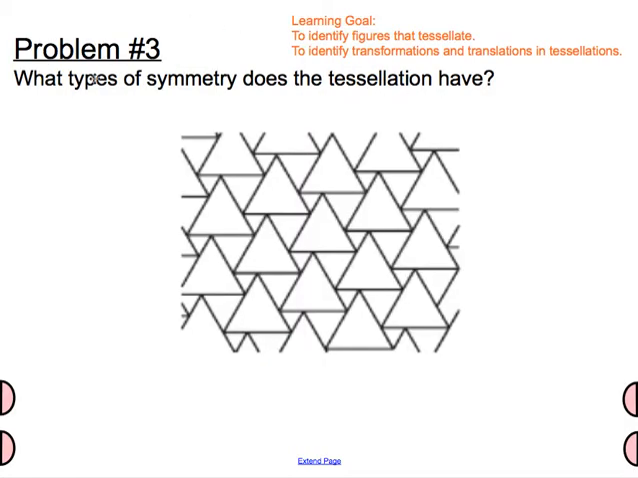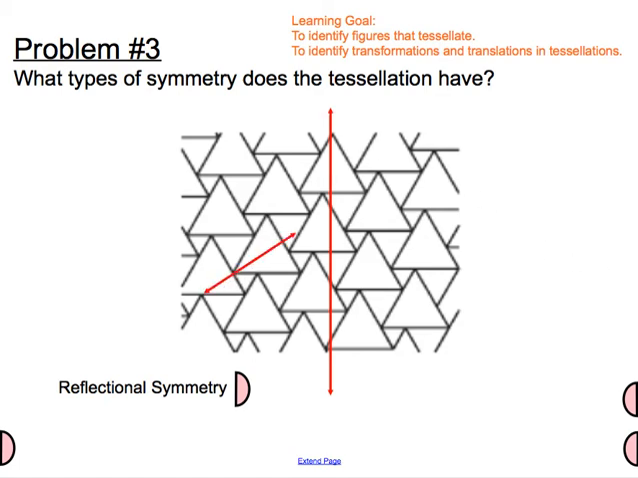So problem 3 asks us to determine what types of symmetry this tessellation has. So the first question that we have to ask ourselves is, does it have reflectional symmetry? In other words, is there any line that can be drawn that if I flip it across that line, it's exactly the same thing? So I start by trying to draw lines that would create potential reflectional symmetry, and you can see that every potential line that I draw could cut one triangle into half, but the other triangles don't get cut in exactly half. So this figure does not have reflectional symmetry.